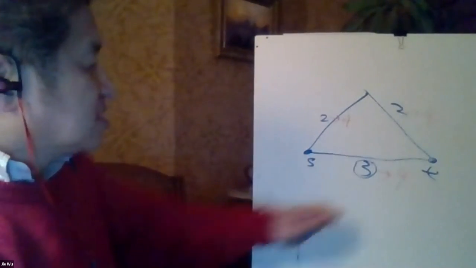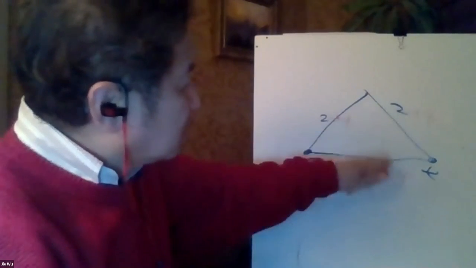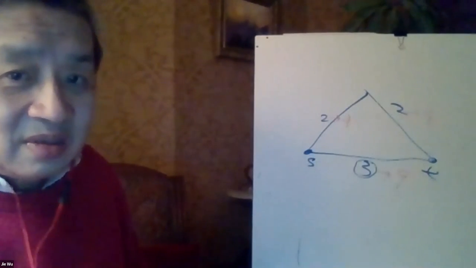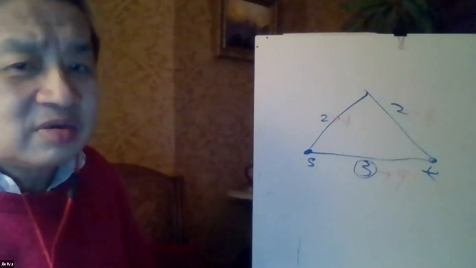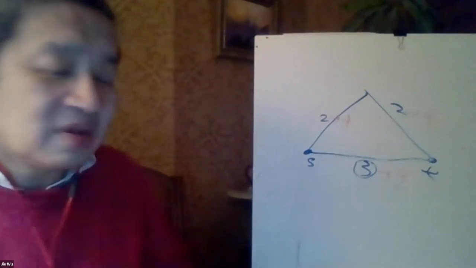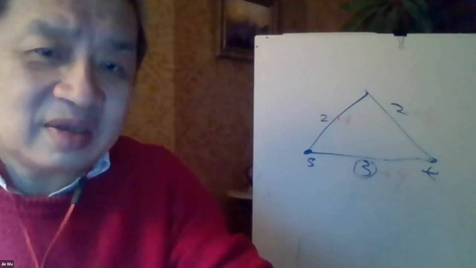So obviously this is no longer the shortest one. Now you have 4 plus 4 is 8. So that's the shortest path. Okay, so that's a 4. All you need to do is just give an example. I think most students did it right without any problem.